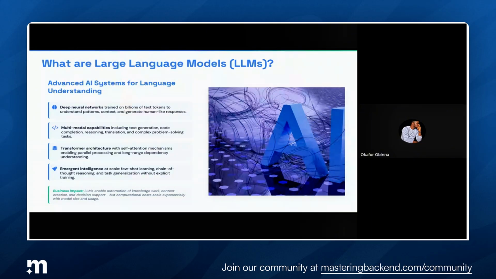Then there is emergent intelligence at scale, few-shot learning, chain of thought reasoning, and task generalization without explicit training. LLMs are getting smarter by the day because the whole idea of LLMs is data, basically. The more data you feed an LLM, the more it can read and understand patterns, and the more it can give curated responses.